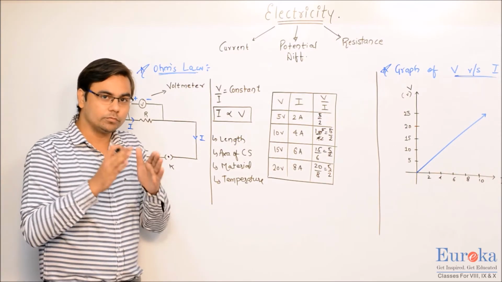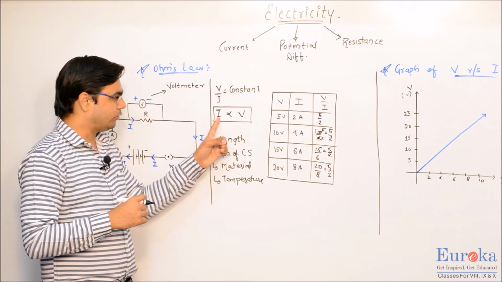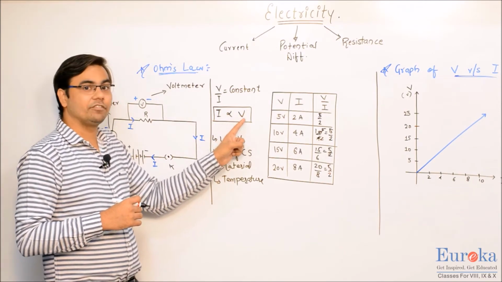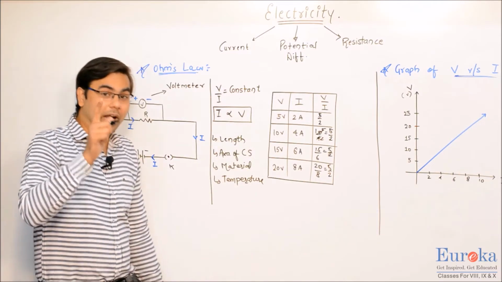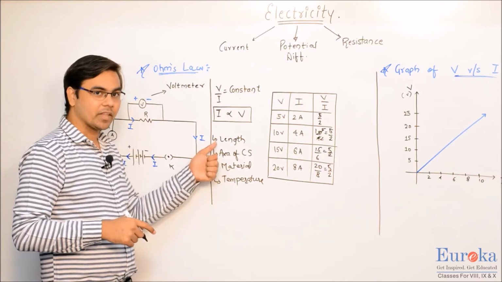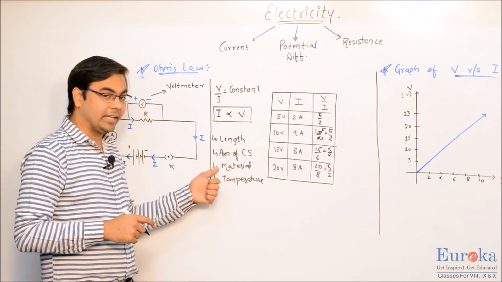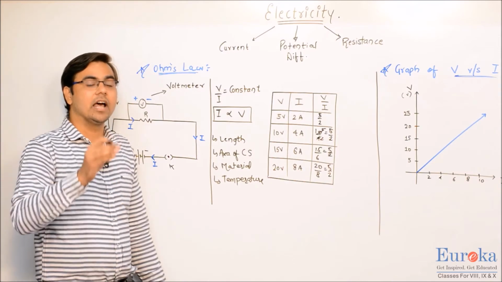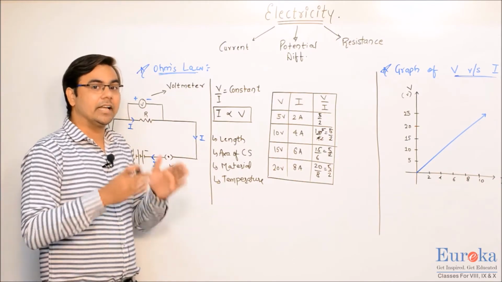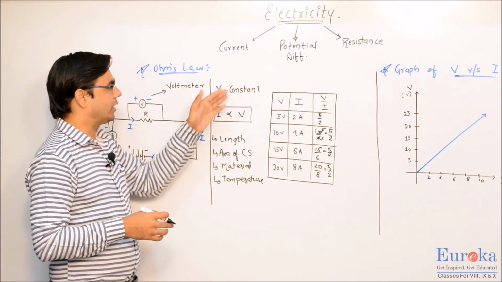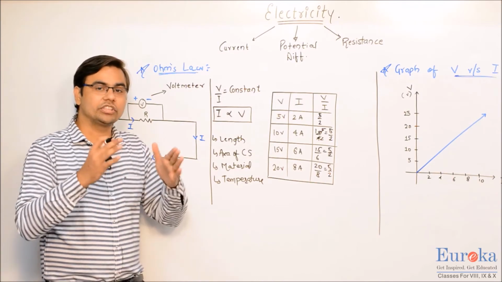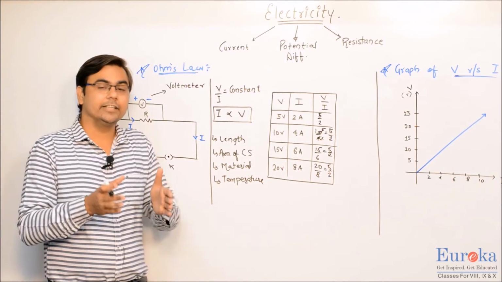So the statement for Ohm's law will now become: the electric current flowing through a metallic conductor is directly proportional to the potential difference applied across its ends, provided physical conditions of the conductor such as its length, its area of cross section, its material and its temperature remain constant. If all these factors are unchanged, then definitely the ratio of V upon I will be constant. Now, there is only one thing which can remain constant in a conductor, and that is its own resistance.